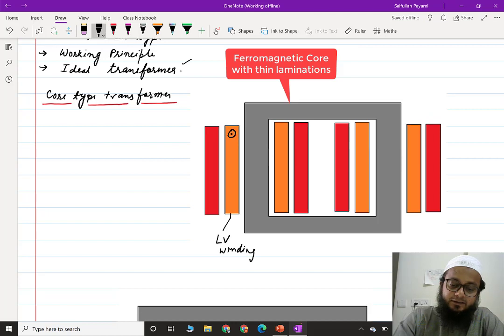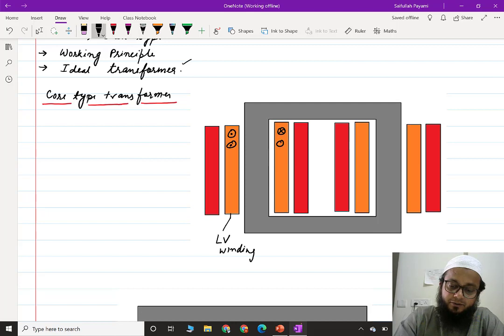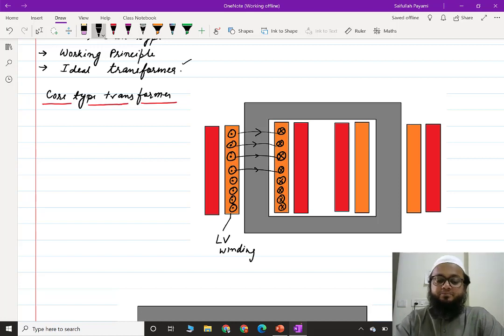So you can think of, let's say, current is coming out of it and going here, then again coming out from here and going in, again coming out from here and again going in. So this is how we wind it. Current comes out of it and then goes back into it, in this way. And this is wound over this entire area. So this is a low voltage winding, and there's a purpose to it.